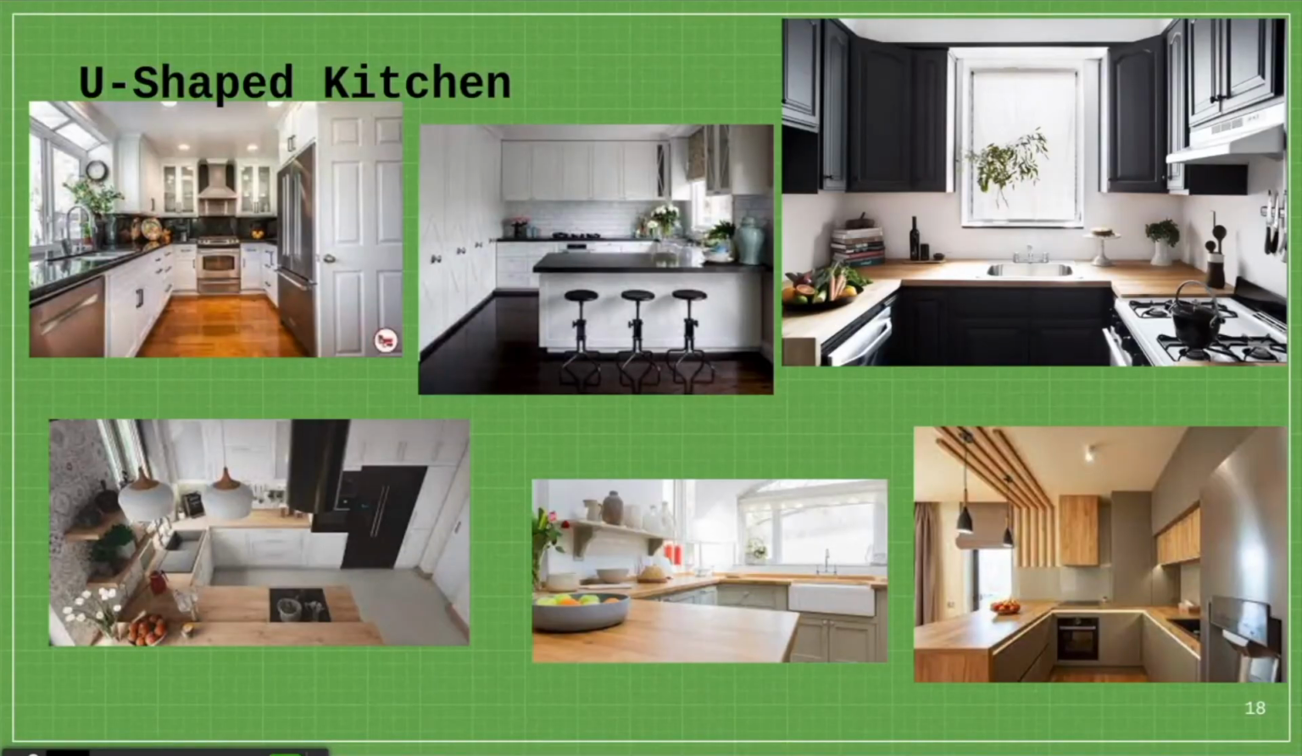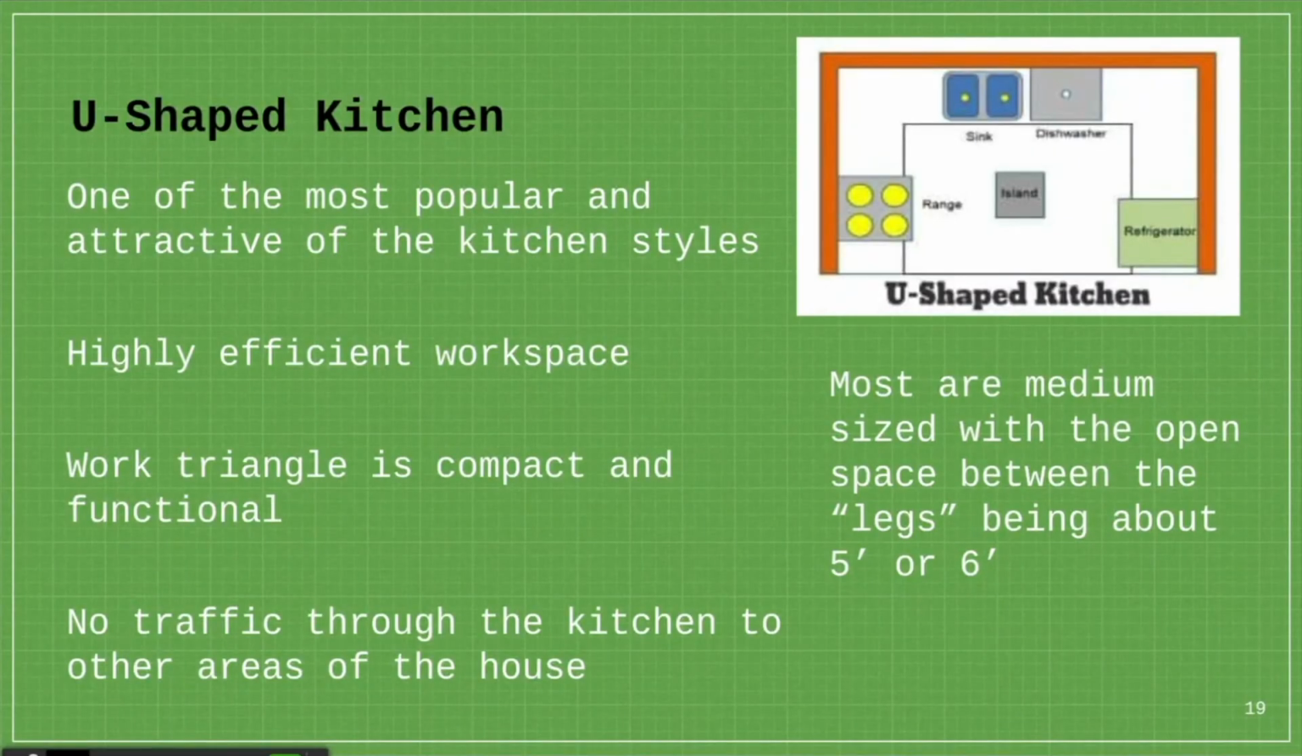So we have a U-shaped kitchen, so it looks like a U. So this is a really popular and attractive kitchen style. It's really efficient. The work triangle is compact and functional. You're not going to have any traffic walking through the kitchen. Most are medium sized with the legs, or the two ends of the U, being about 5 or 6 feet apart because you need to make sure you have enough space around the middle. And you might not have an island or just a really small island to make sure you have 4 feet of space from the island to your cabinets, but you could have a small little tiny workspace there too.